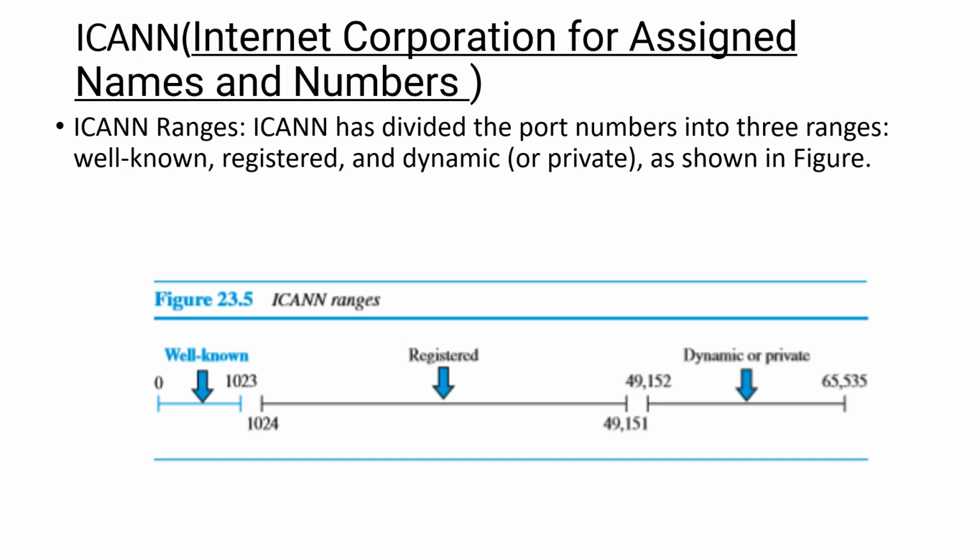As I was telling, ICANN, the Internet Corporation for Assigned Names and Numbers, has divided the ports into well-known, registered and dynamic ports, and the ranges are specified here. These are the ranges specified by ICANN.